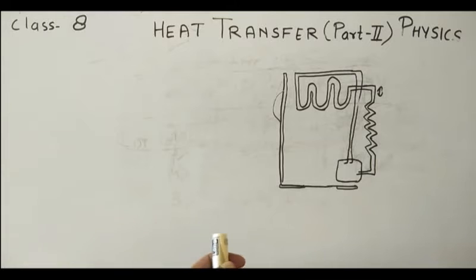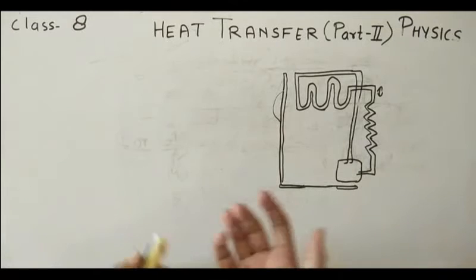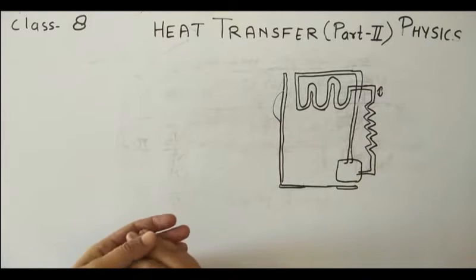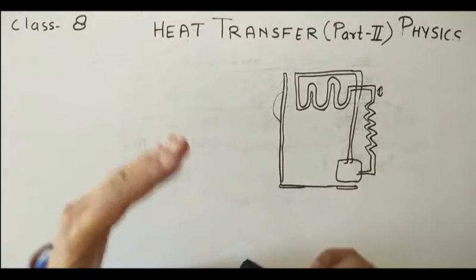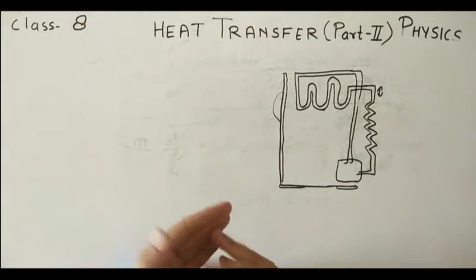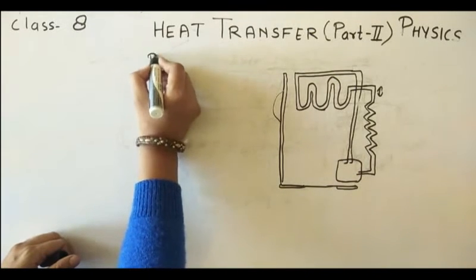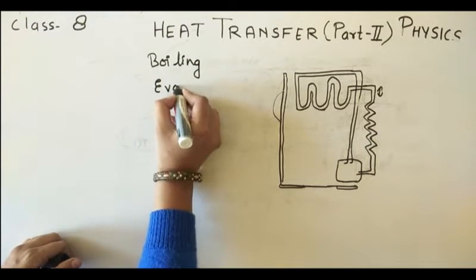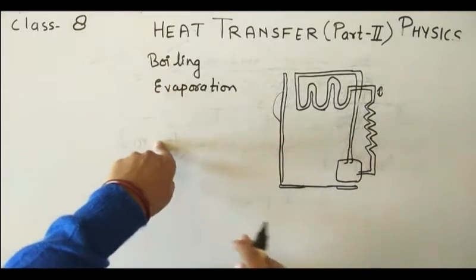In the previous video I already taught you about conduction, convection, radiation and evaporation. Today I am going to teach you that the energy required during evaporation and boiling is the same. That means whenever boiling and evaporation take place, is the energy requirement the same or different? The energy requirement is the same in both processes, in boiling and in evaporation.